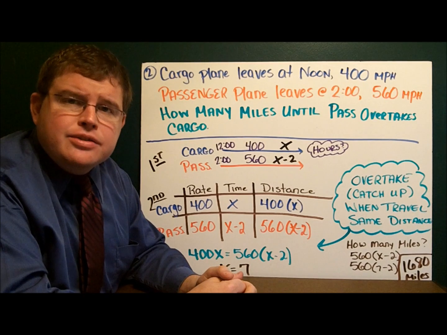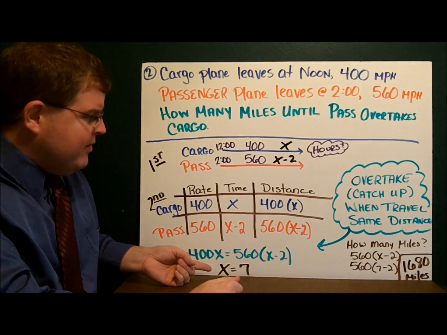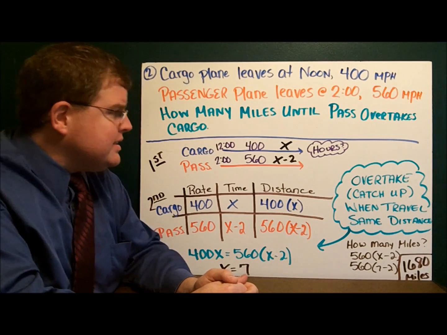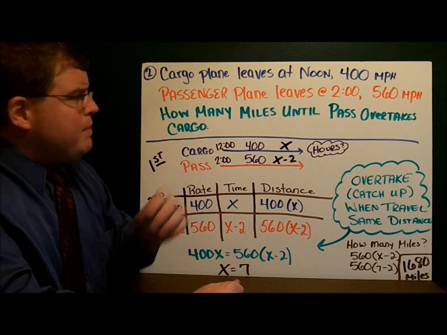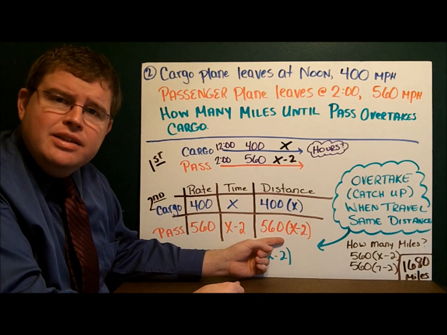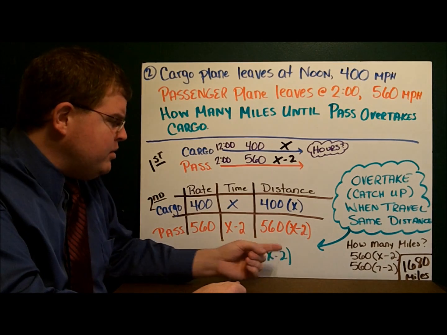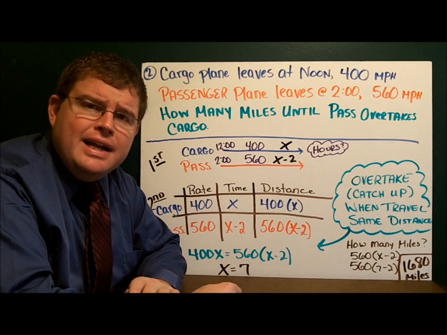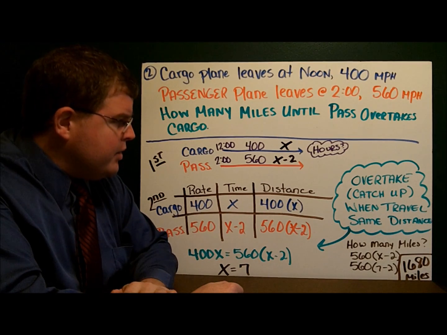Now be sure to answer the question. The question was not how many hours, although this is number of hours. The question was how many miles, how far, what was the distance? Well, let's see. Let's plug into it. When does the passenger plane catch up? Well, when it's gone this many miles, 560 times x minus 2. So I take that 560 times x minus 2, I plug in the 7, and I find out that it's 1,680. By the way, if you plug that 7 into the first one, you will come up with a very similar result.